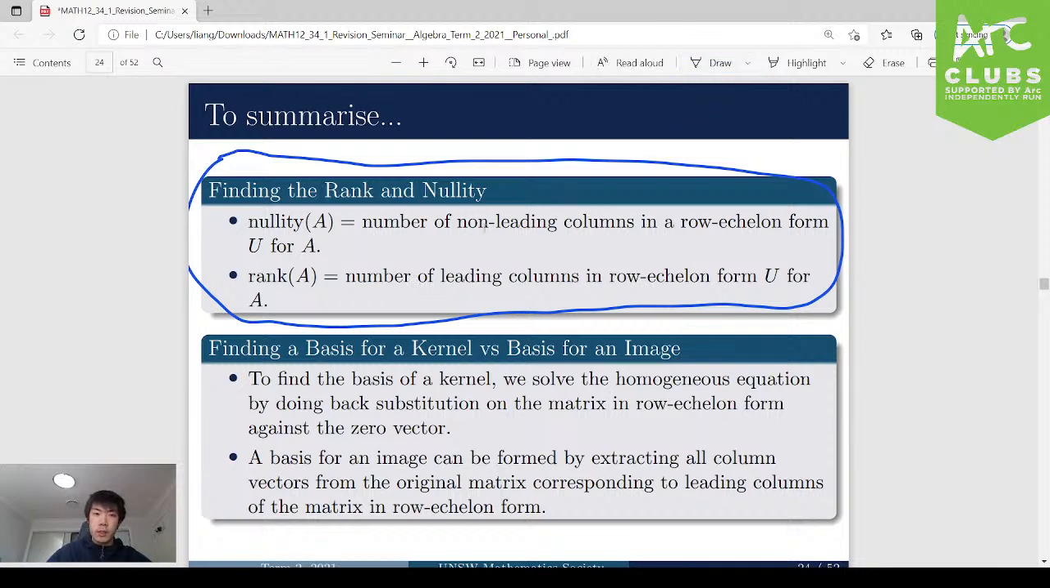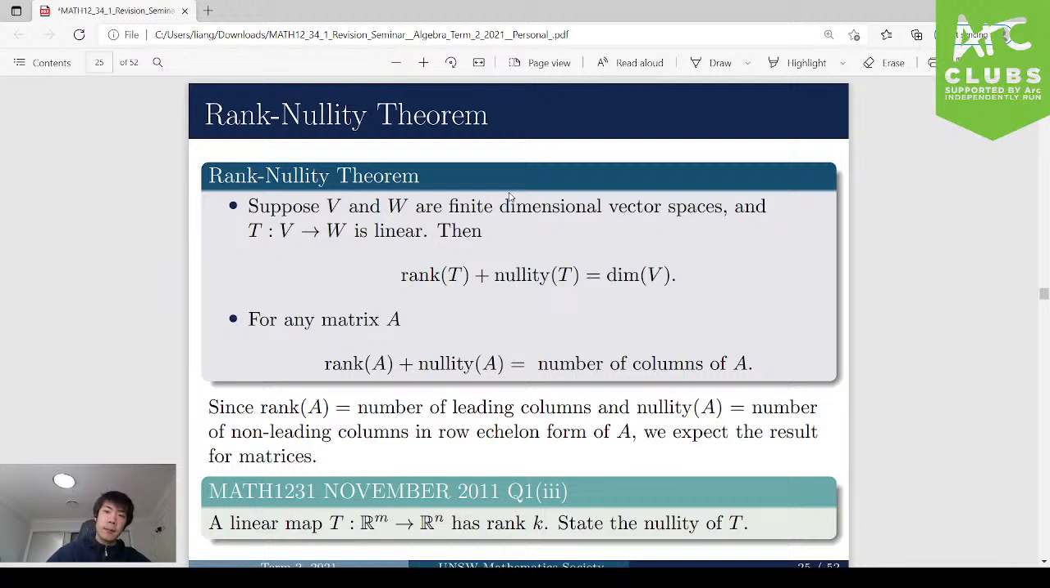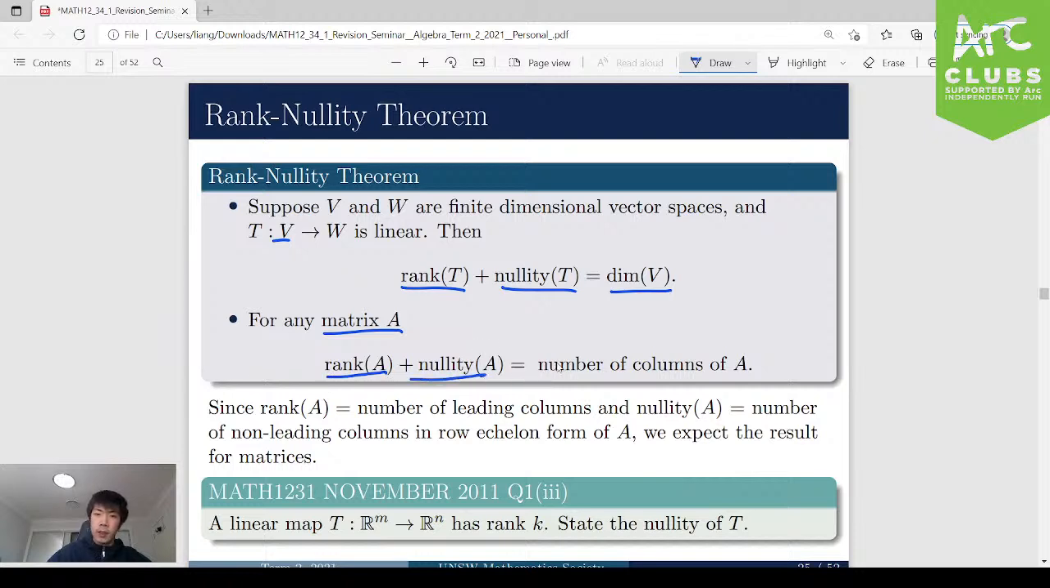So that flows well into our next theorem, which is the rank nullity theorem, which basically says the rank of T plus the nullity of T, where T is a map from V to W, always has to be equal to the dimension of your domain. Or in matrix terms, like I just said, rank of A plus nullity of A always has to equal the total number of columns in your matrix A.